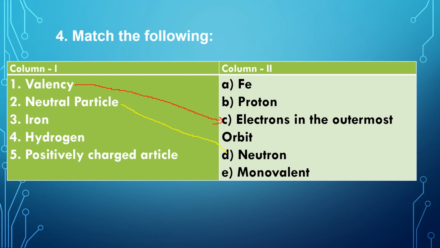So next, hydrogen is monovalent. Generally we can call it monovalent, because H contains only one electron. So protons. What do you mean by protons? Protons contain a positively charged particle, we can call it protons. And finally, only one we are having, that is iron. Iron is nothing but Fe. Then we can call it iron, that is Fe. So like this.